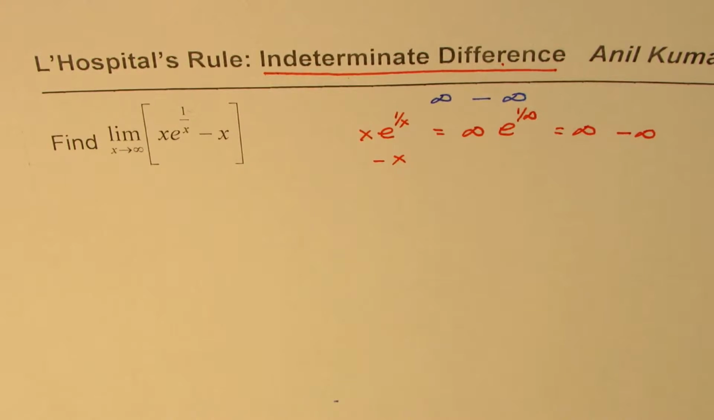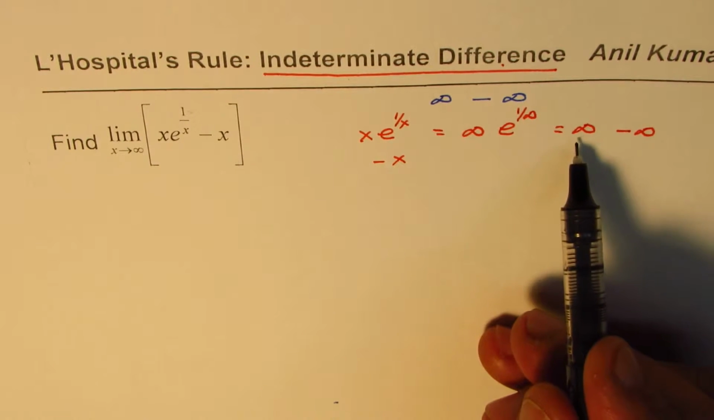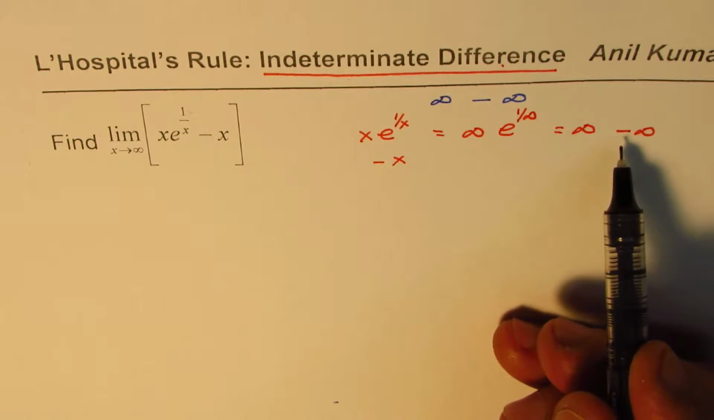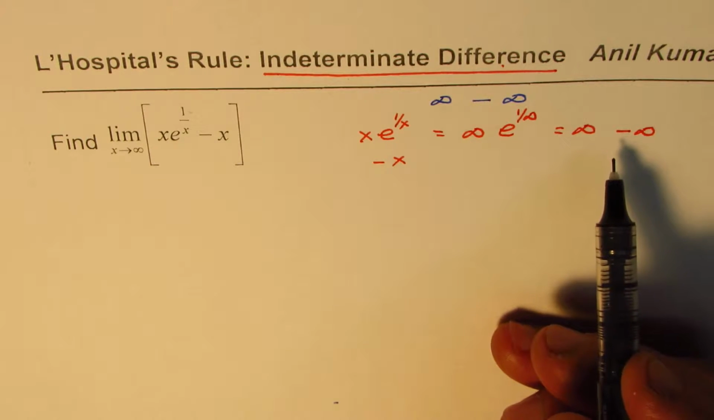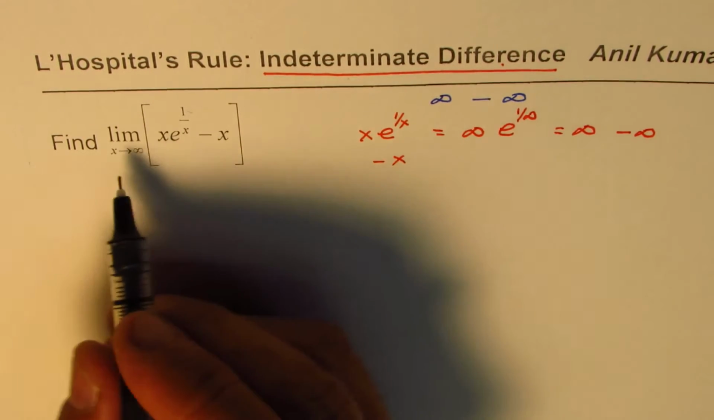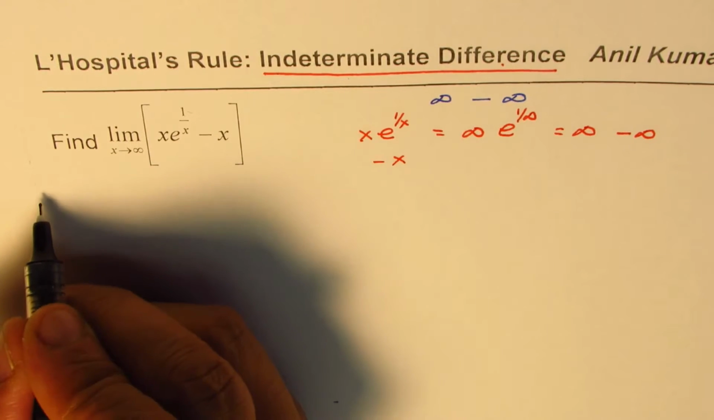Since we are not very sure what our limit is going to be, will it be plus infinity, minus infinity, or somewhere in between? So that is what it is. Okay, so let's begin to solve this.